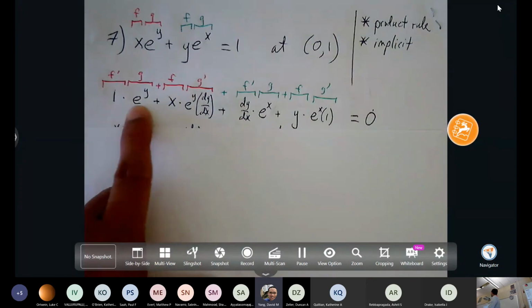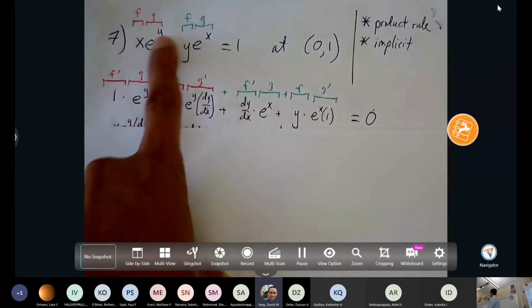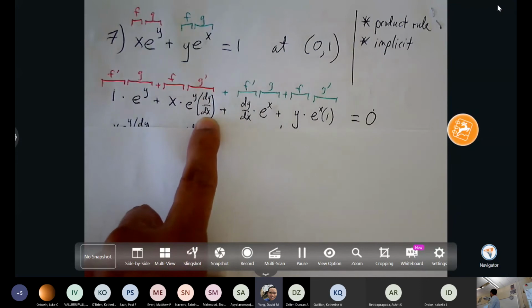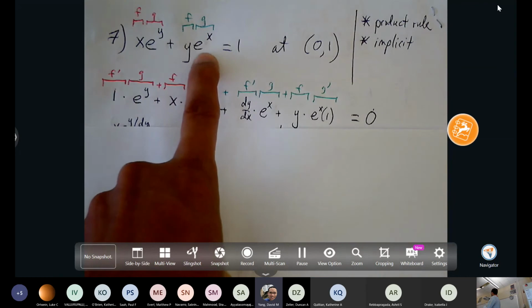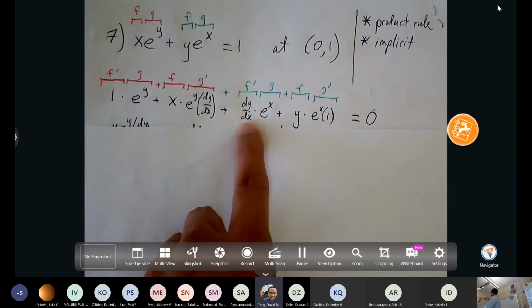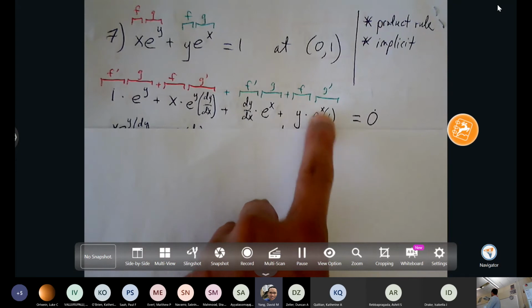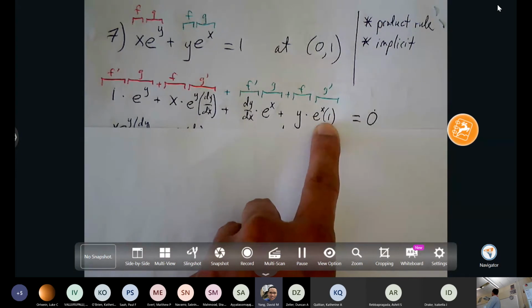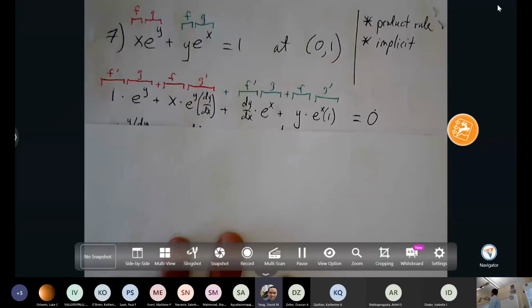Okay, f prime times g plus f g prime. So for g prime, the rule for e to the u is e to the u times u prime, and u prime for y is dy/dx. Moving on to the product rule for my second term. y becomes 1 dy/dx, times g plus f g prime. The rule for e to the x is e to the x times 1. Okay, any questions up to this point?